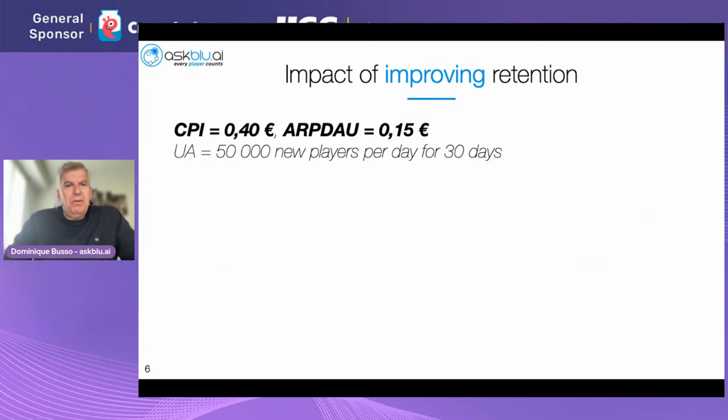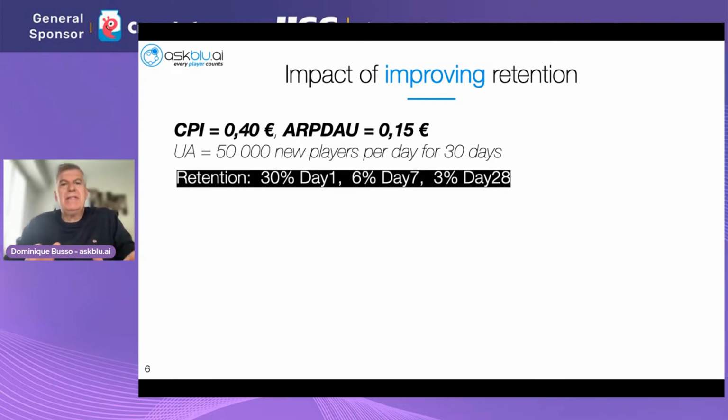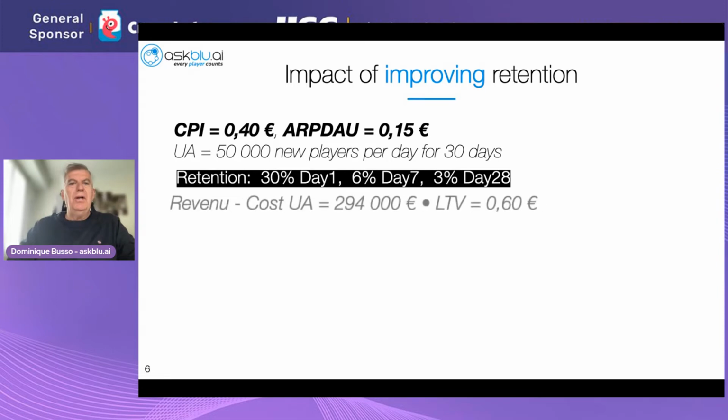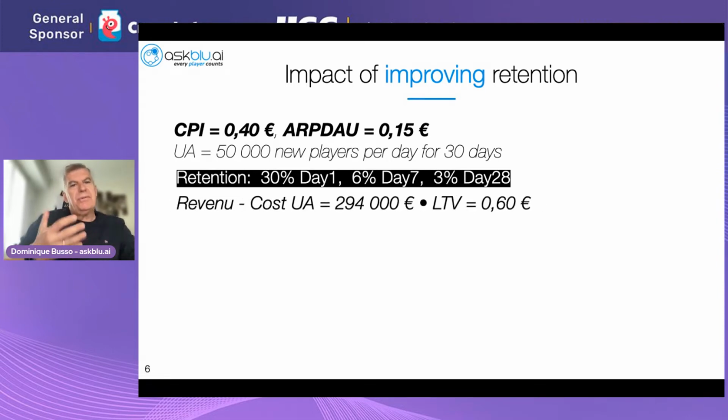We took an example of a game with a CPI of 40 cents and an average revenue per daily active user of 15 cents. Let's suppose that you do user acquisition of 50,000 new players per day during 30 days. Let's suppose that your game has these retention rates: 30% day 1, 6% day 7, 3% day 28. Your revenue minus cost of UA will be around 300,000 euros. So LTV is 60 cents.